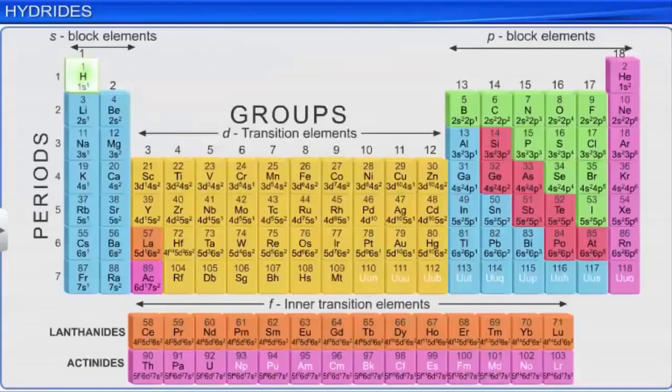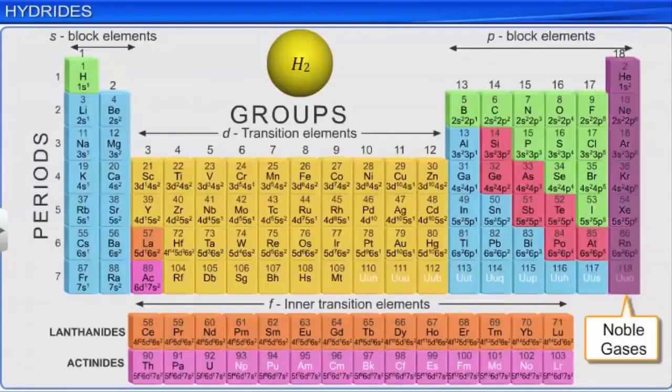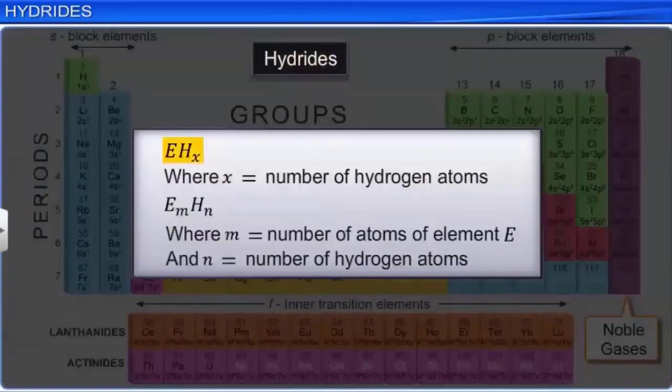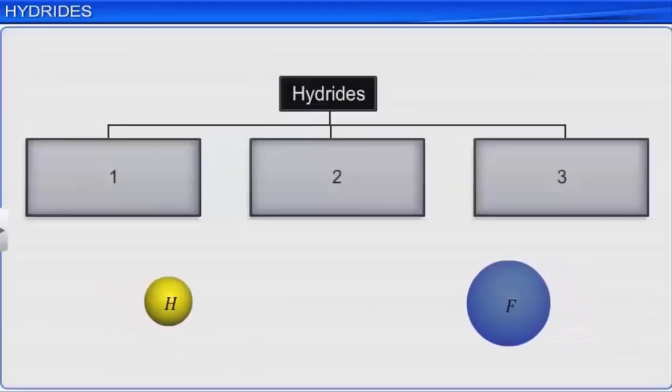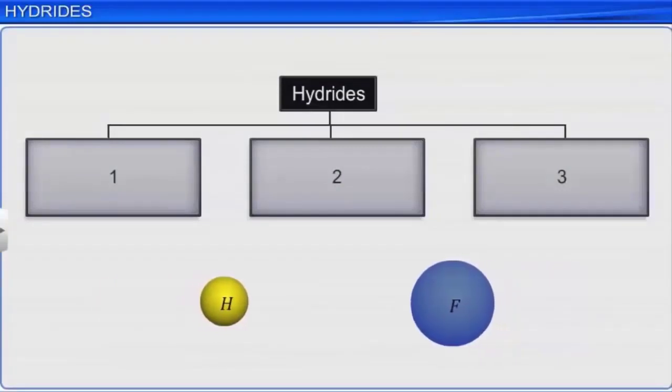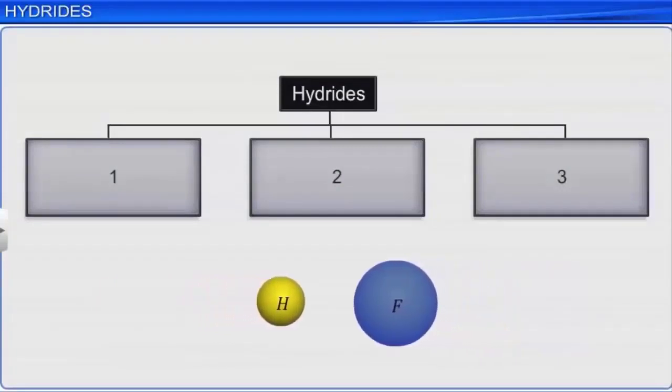You have learned that dihydrogen combines with almost all the elements except noble gases under suitable conditions to form binary compounds called hydrides. These can be represented as EHx or EmHn, where E is the symbol for an element. For example, MgH2 or B2H6. There are 3 types of hydrides depending on the behavior and the nature of the bond formed between the hydrogen atom and the element forming the compound.